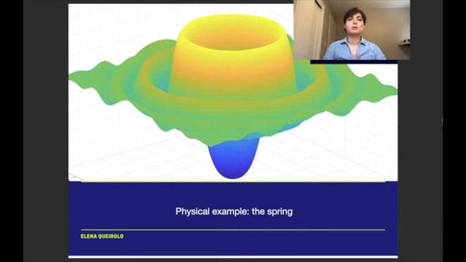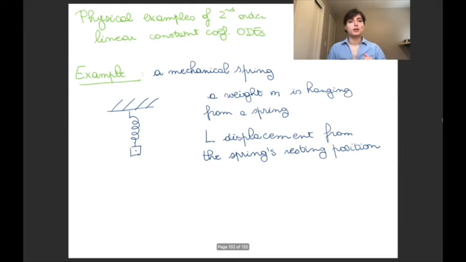In this video, we're going to look at a physical example of where second-order ODEs appear in the real world. So we're looking at a mechanical spring. We assume that there is a weight M that is hanging from a spring. Capital L is the displacement from the spring's resting position. So if there is no force applied, the spring ends at point L.